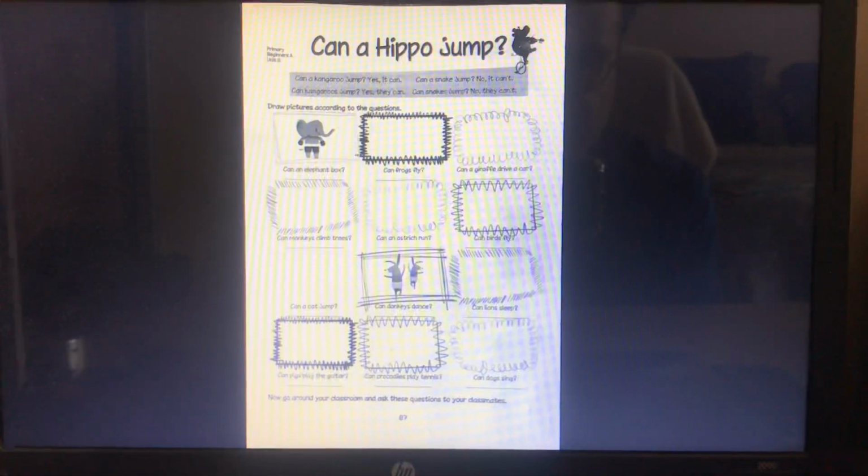Remember, this is your homework, and you will have to take a picture of this page and upload it in the comment section down below. You can also send it to me through a private message. Remember, we are continuing working with animals and their abilities. If you have any questions, you can contact me through the WhatsApp group. Now, we will move on to our project. Let's go!